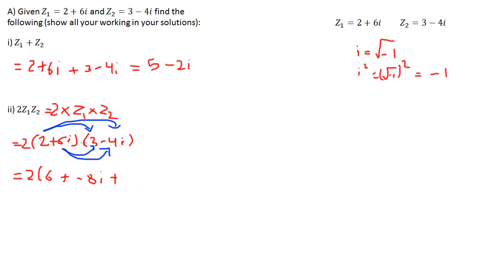Plus 6i times 3, which is 18, so it's 18i, and then 6i times minus 4i, which is minus 24i. Okay, so this part here becomes minus 8i, and this is 24i squared because we're timesing i by i as well. Now this is going to be 6 plus 10i minus 24i squared.